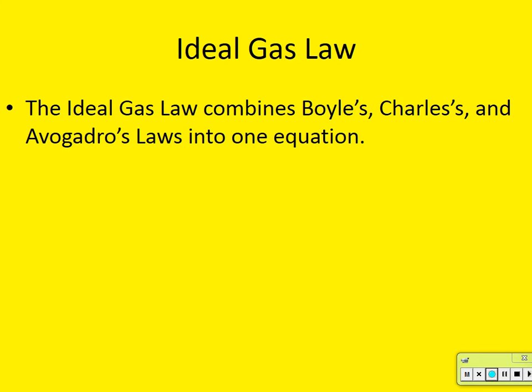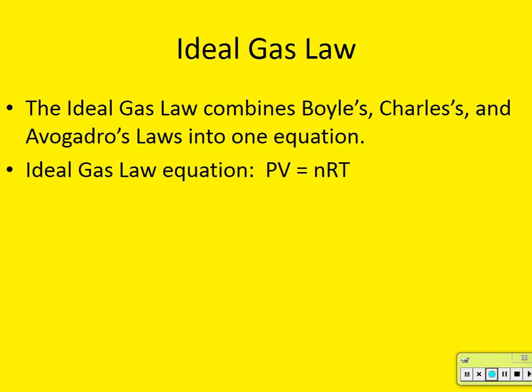The ideal gas law combines Boyle's law, Charles' law, and Avogadro's law into one equation. It combines all of them and makes it nice and easy to remember. The ideal gas law equation, maybe one of the most famous equations in chemistry, is PV equals nRT. If you remember that, I will show you, you can derive Boyle's law, Charles' law, Avogadro's law, just from this single equation. So it's by far the most important one to remember this chapter. PV equals nRT.